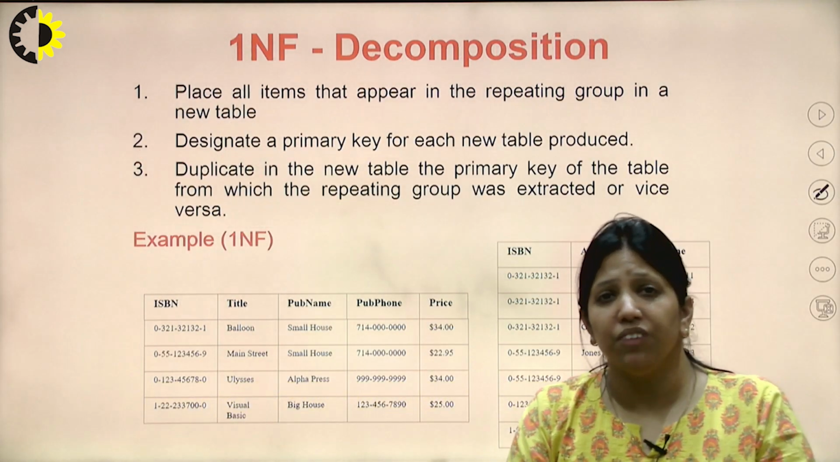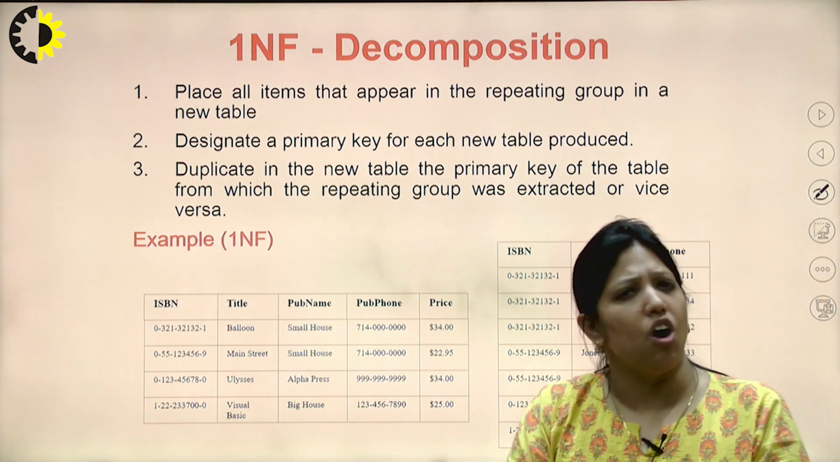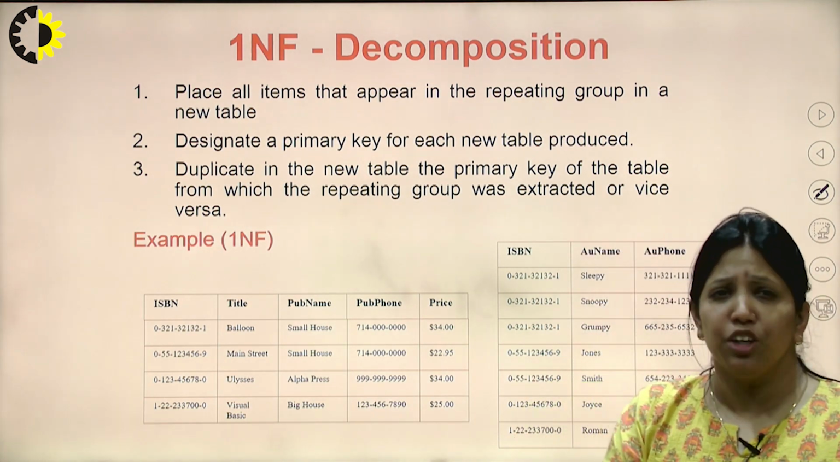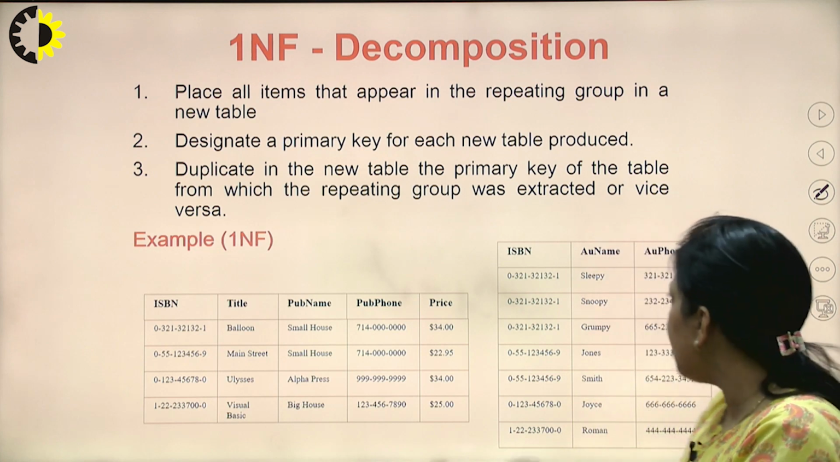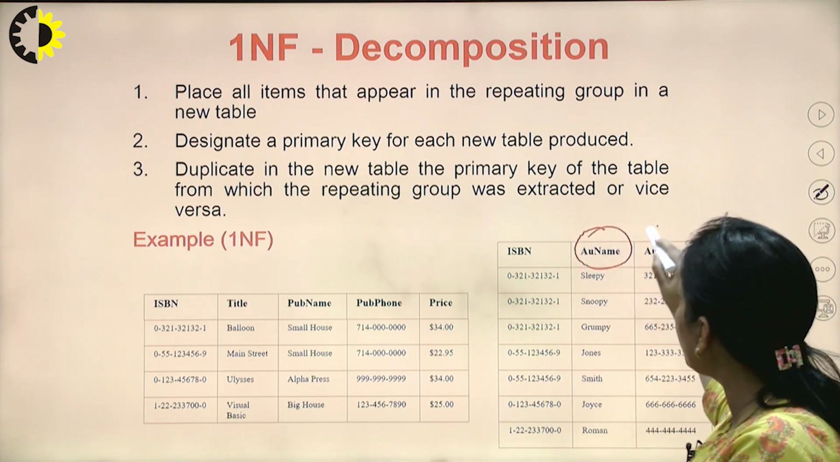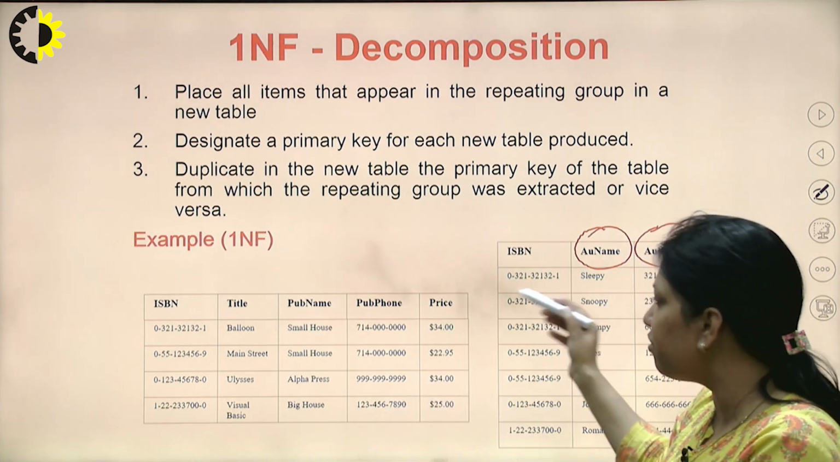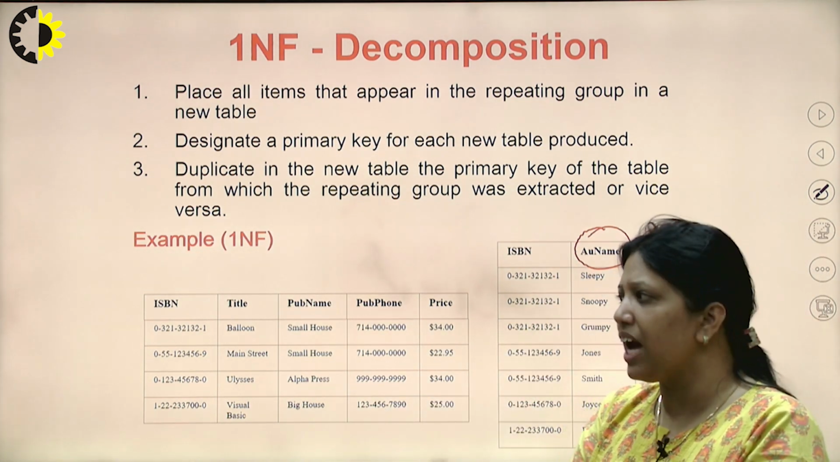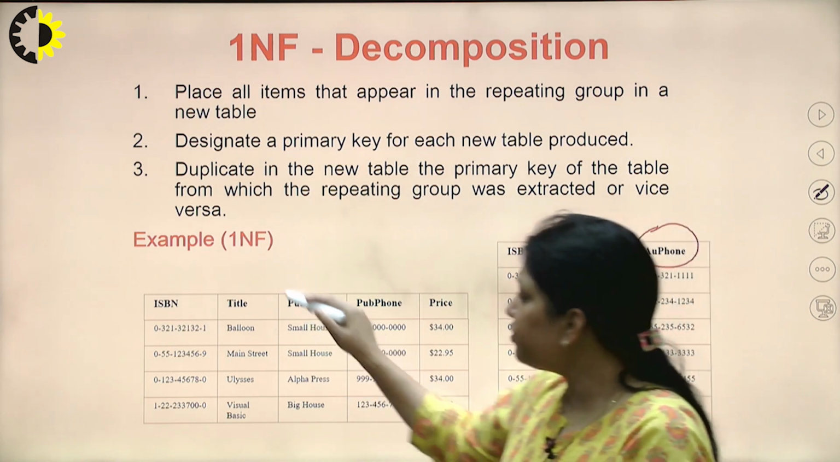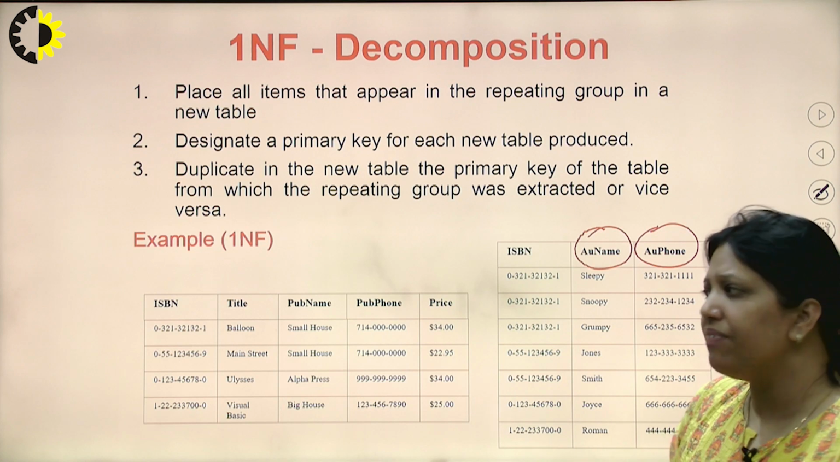So how do we convert this relation into first normal form? First, we place all items that appear in the repeating group in a new table. For example, author name is a multi-valued attribute, and author phone number is also a multi-valued attribute. From the last relation schema, we have seen that. So we make another table for these attributes that contain multi-valued values.